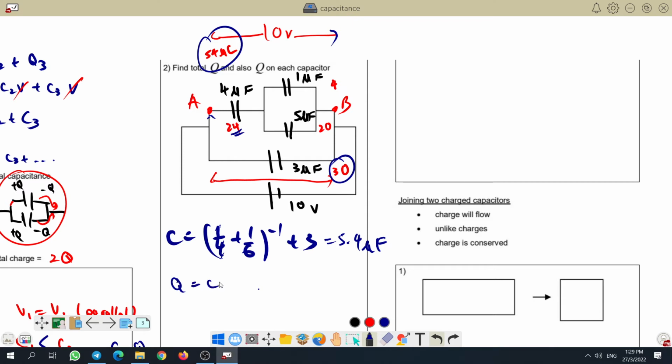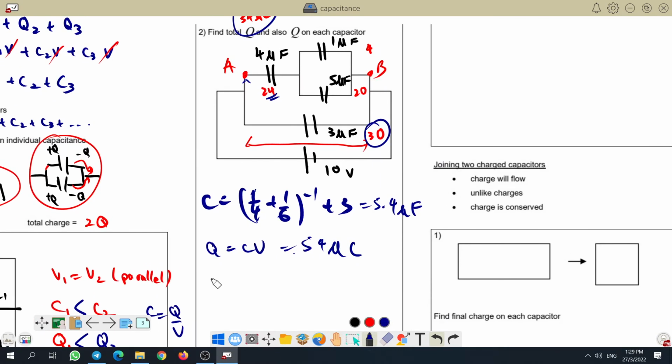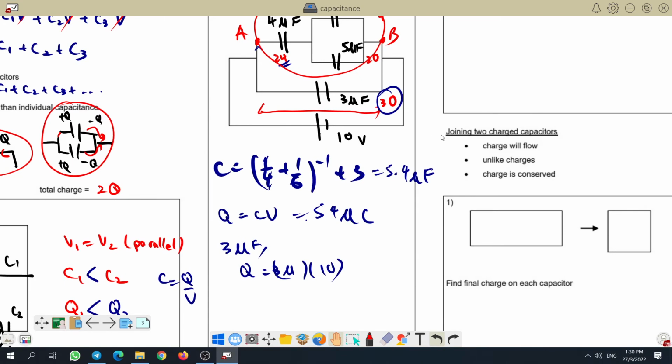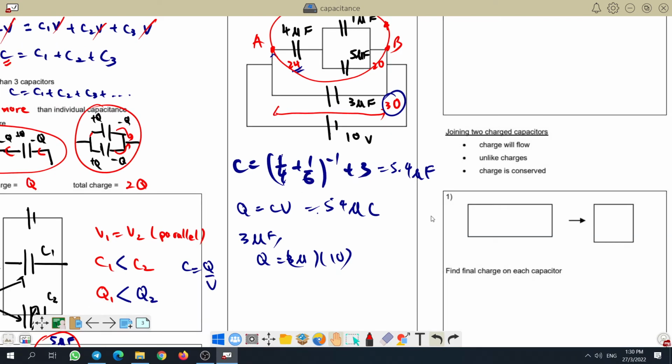So Q equals to CV. So 54 microcoulomb. Okay. So lepas tu yang paling senang ialah siapa? 3 lah, 3 microfarad. Sebab Q nya sama dengan C nya, which is 3 microfarad darab dengan 10. Sebab dia parallel dengan itu. Okay. Manakala untuk AB, kalau kamu mau guna 54 minus 24 boleh. 54 minus 30 kan? Sebab jumlah 54, sini 30, so sini atas 24 lah kan, sebab dia parallel lah.